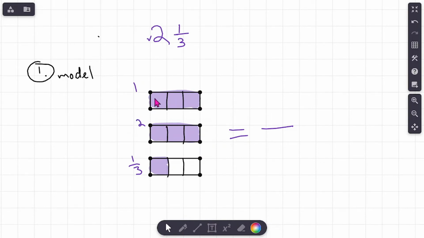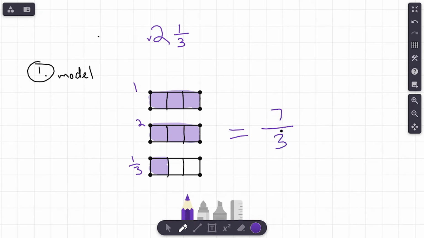Let's see. We've got 1/3, 2/3, 3/3, 4/3, 5/3, 6/3, 7/3. Do you see that? I'm going to go through it one more time. We're counting how many thirds we have colored in. 1/3, 2/3, 3/3, 4/3, 5/3, 6/3, 7/3. That sounds a little weird, so let me write down what that looks like.